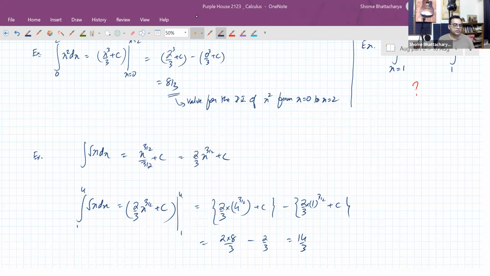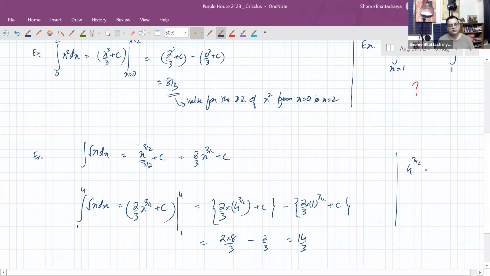So Akshat and Sanvi, both of you have got the answer correct. In case you're wondering how that 4 to the power 3 by 2 was calculated, 4 is 2 square. So this becomes 2 cubed, which is 8.